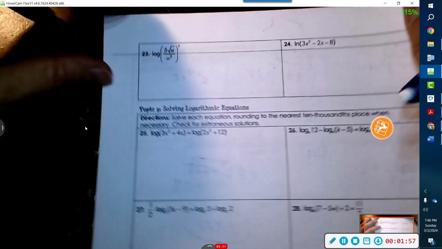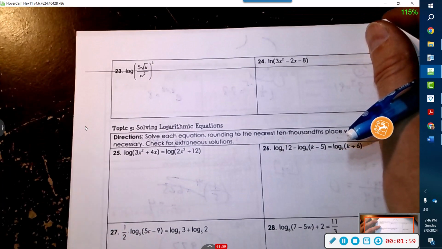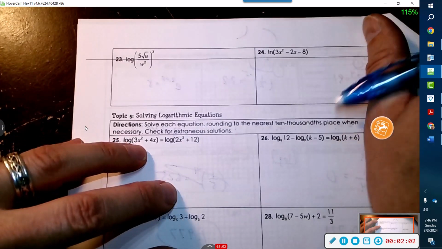It doesn't show up too much here in this class, but we do use logs quite a bit in calculus. They show up quite a bit.